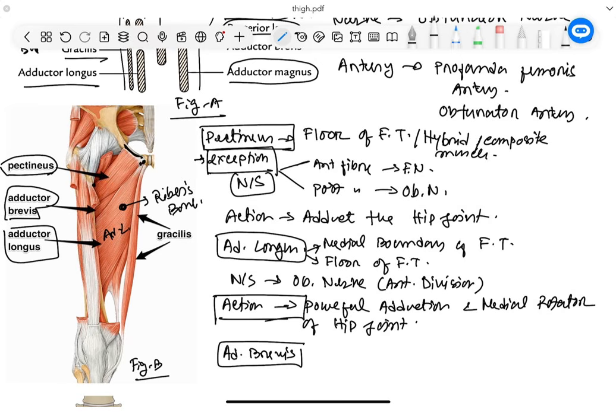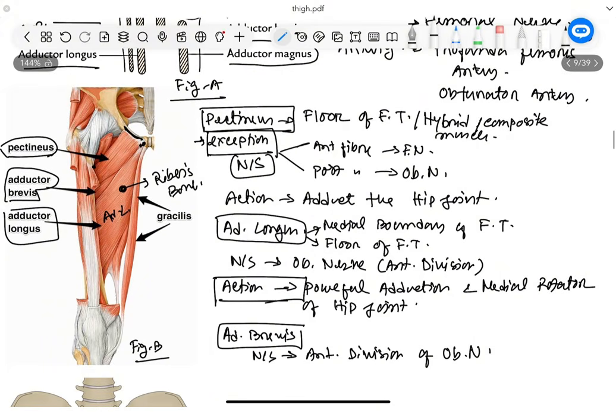What is its nerve supply? It is usually supplied by the anterior division of the obturator nerve. But sometimes it may also be supplied by the posterior division of the obturator nerve. What is its action? Its action is the same, compartment-wise action. It will do adduction of thigh.